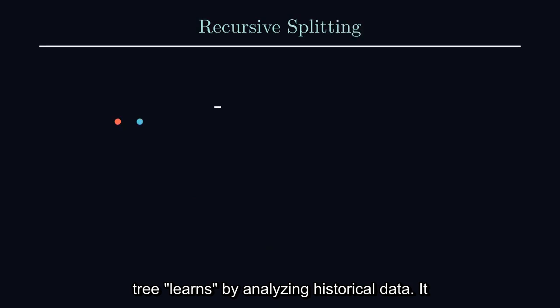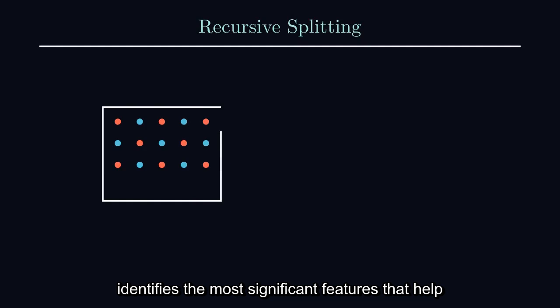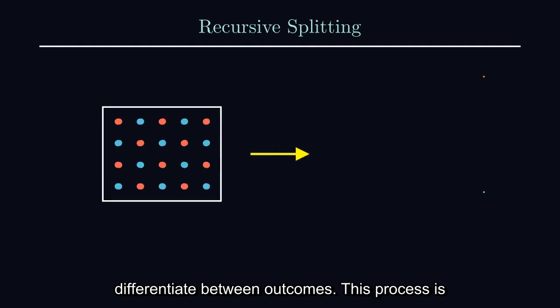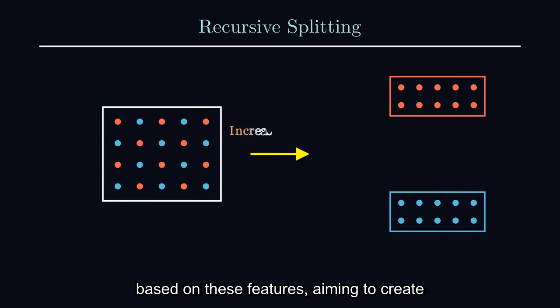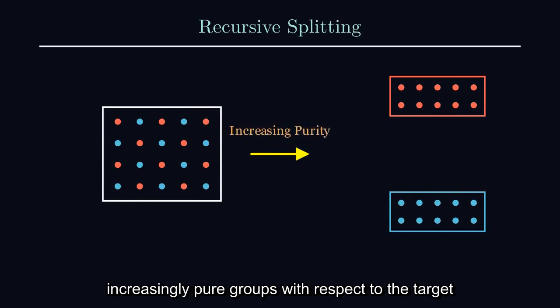The tree learns by analyzing historical data. It identifies the most significant features that help differentiate between outcomes. This process is about recursively splitting the data into subsets based on these features, aiming to create increasingly pure groups with respect to the target variable.